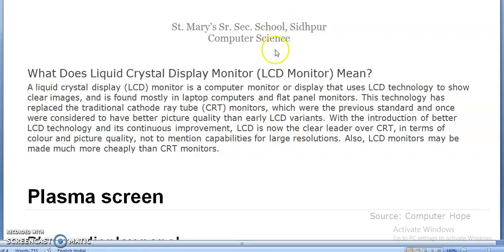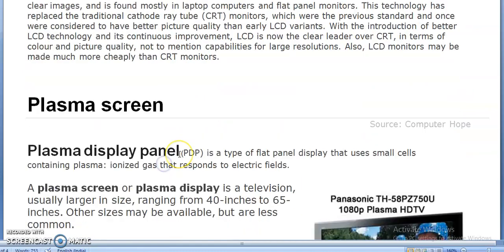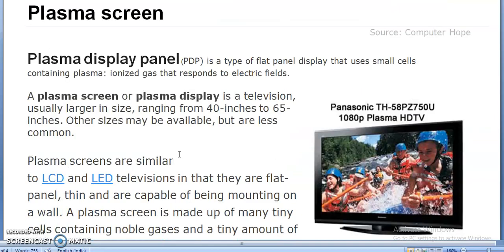Now the next type of digital screen is the plasma screen. So here we can see the plasma display panel, or PDP, is a type of flat panel display that uses small cells containing plasma. That is why it is called a plasma, which is an ionized gas that responds to electric fields. A plasma screen or a plasma display is a television, usually larger in size, ranging from 40 inches to 65 inches. Now these days we can get even bigger sizes of plasma screens. Other sizes may be available but are less common.